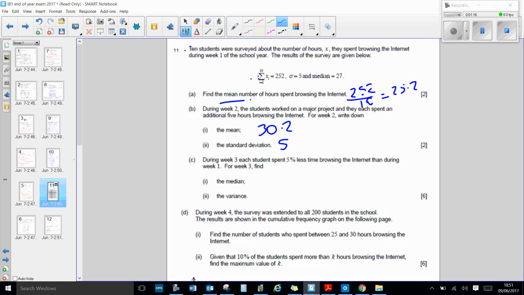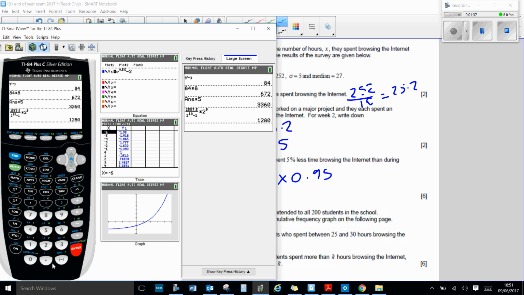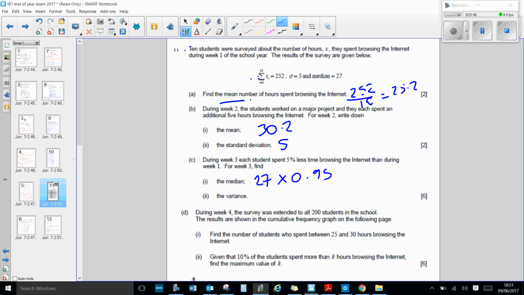During week 3, each student spent 5% less time browsing than week 1. Find the median. If it's 5% less, then we're going to multiply the median by 0.95, which is 25.65.